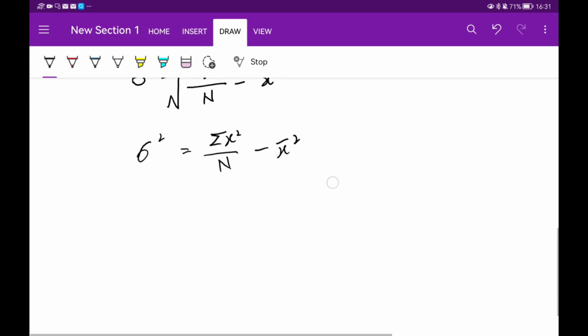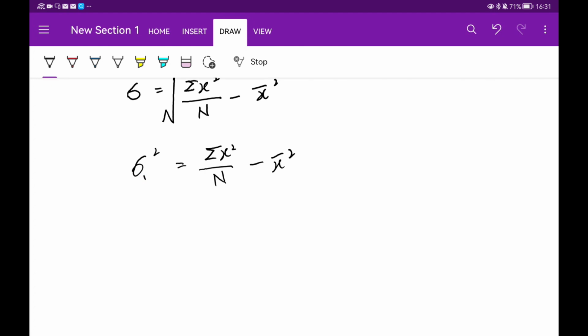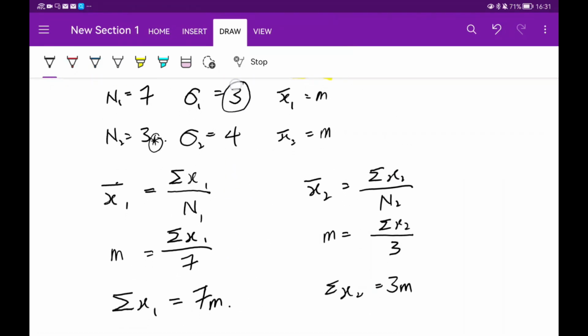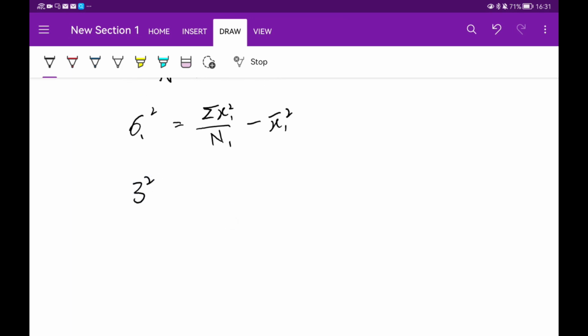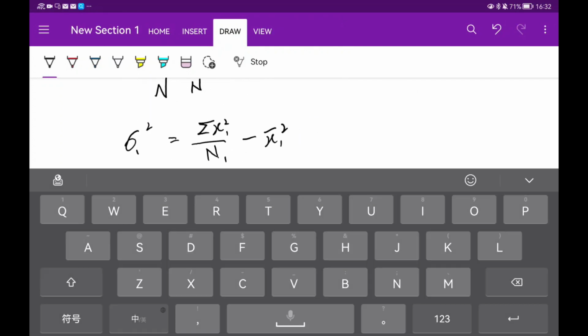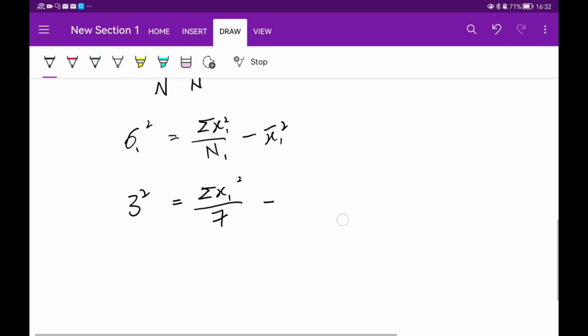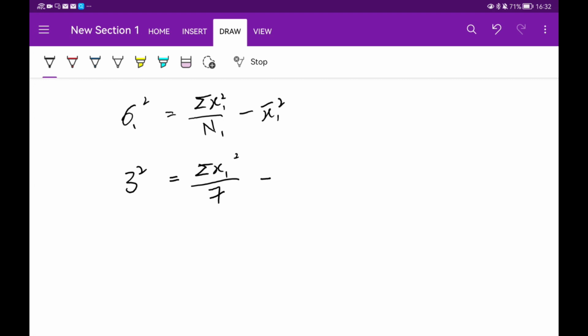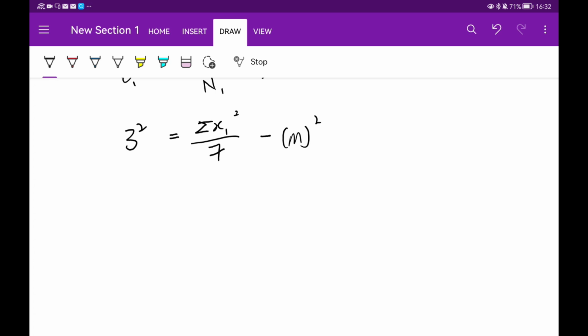Alright, so we have the standard deviation 1. Standard deviation 1 is how much? 3, right? So we write 3 square equals x1 square divided by n1. n1 is 7, so divided by 7 minus mean square. The means are the same, so it is m square. So we just substitute into it: 9 equals the sum of x1 square divided by 7 minus m square.